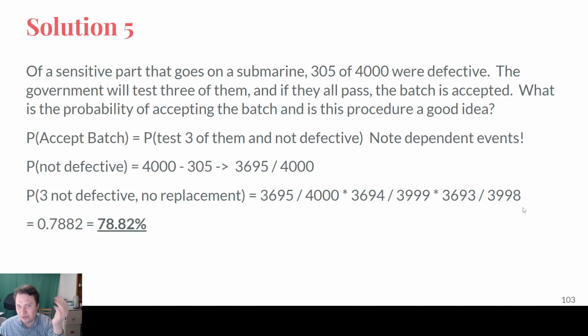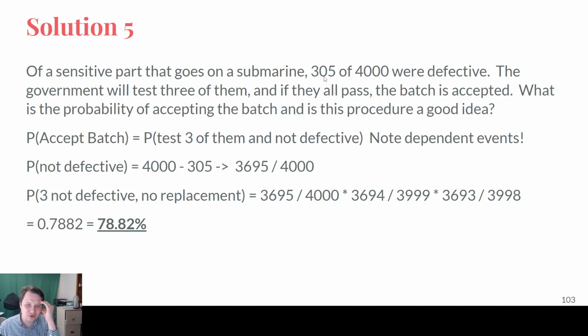Hopefully you can see that this is really similar to the marbles in the bag. Please let me know if you have a question on this. I know it's a little confusing. Multiply all of these fractions together, and you get that the probability of picking 3 good parts randomly is 78.82%. So is this a good method for testing the parts?